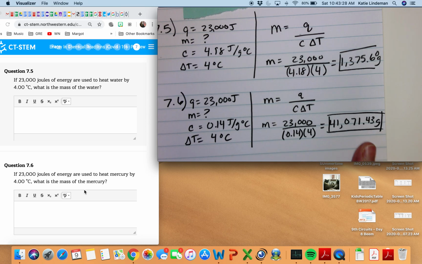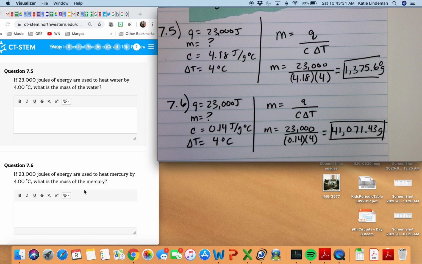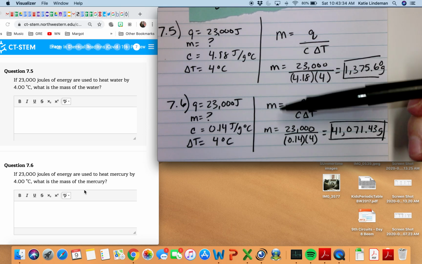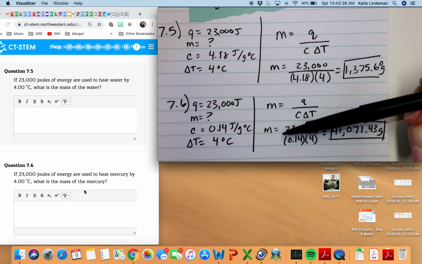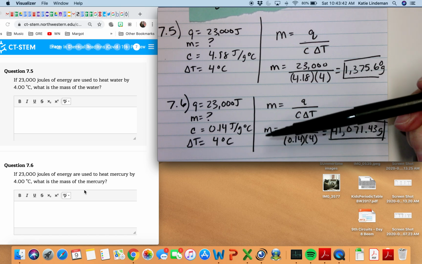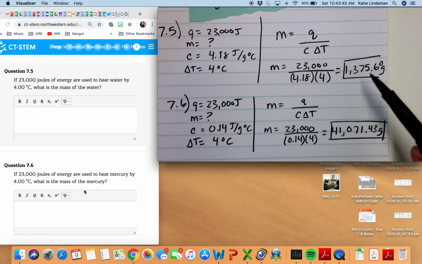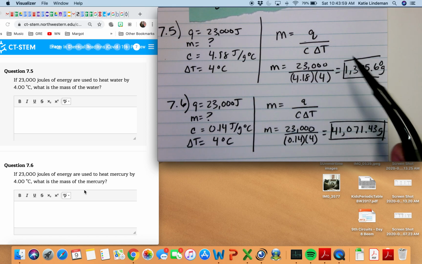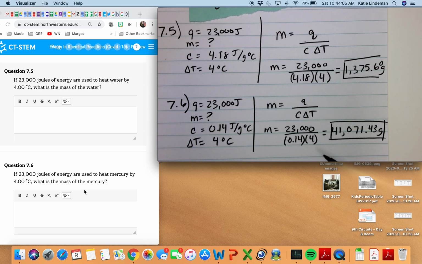Okay, so I want us to look at these two and then think back to our answer to 7.4. We have the exact same amount of water and the exact same amount of mercury. We have the exact same amount of energy going into both. The only difference is the specific heat. And we notice what that specific heat ends up doing to each of these substances. We are able to heat up a lot more of the mercury than we are of the water. Okay, so it takes a lot less energy to heat up mercury than it takes to heat up water.